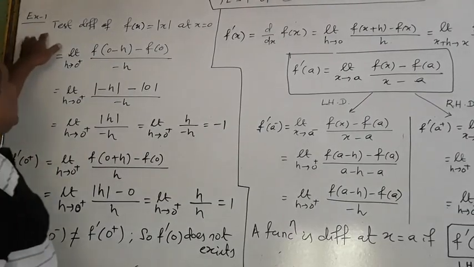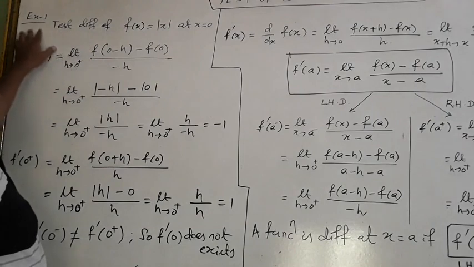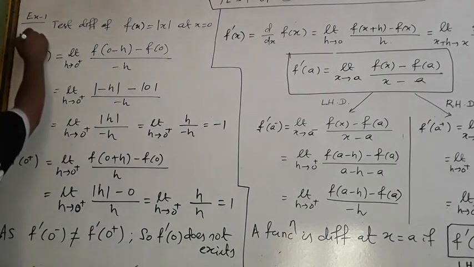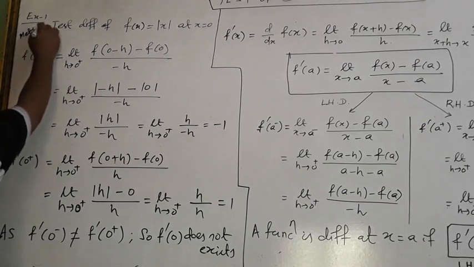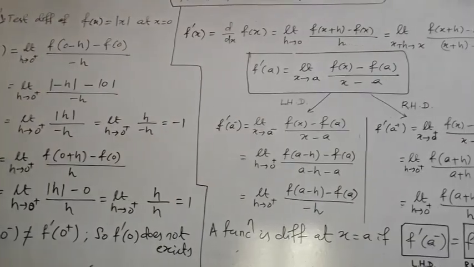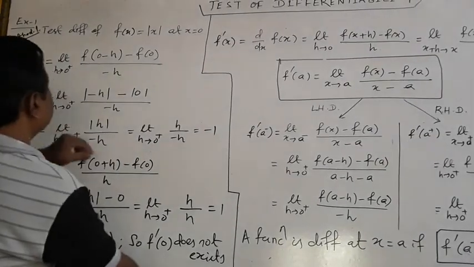Now this is the example. I will do it by two methods. First method, look here, I am writing method 1. And this is the definition method. Test differentiability of f(x) = |x| at x = 0.